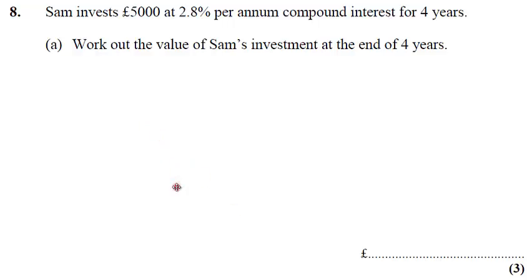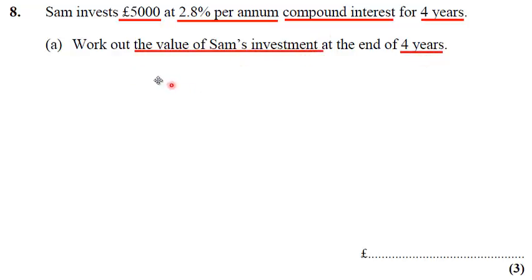This question says, Sam invests £5,000 at 2.8% per annum compound interest for 4 years. As soon as you read that, you know what topic this question is on. It's on compound interest, and you should be able to work it out. They go on to say, work out the value of Sam's investment at the end of 4 years. So you want to work out the value of his whole investment at the end of 4 years, right?